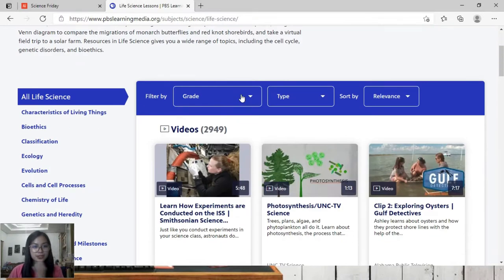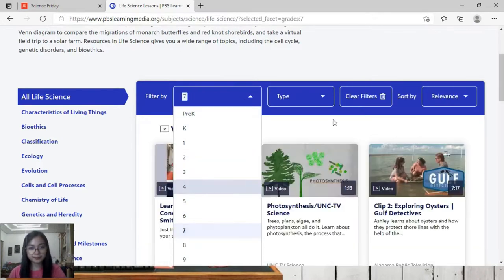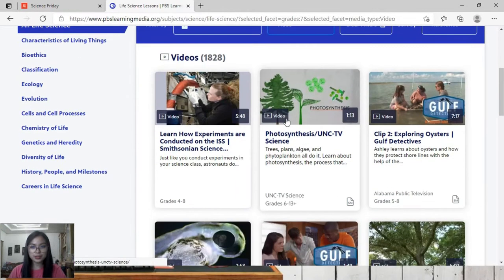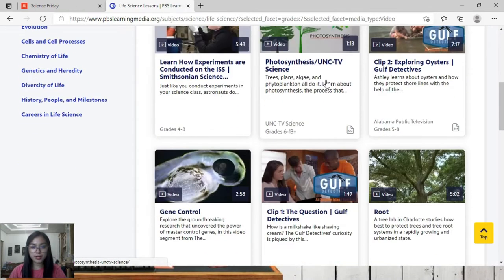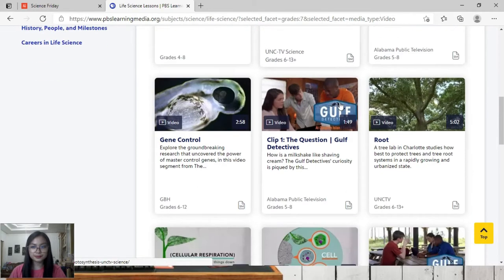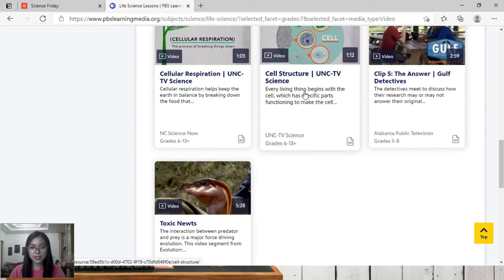Then we could also filter this by grade level. If we are teaching grade 7, then the type could be video or interactive lesson. So it depends on how you are going to teach the lesson. So for example, video. So there are related videos for grade 7 about cell. There you can find it, videos about cell.